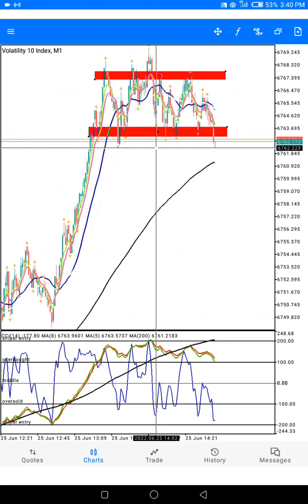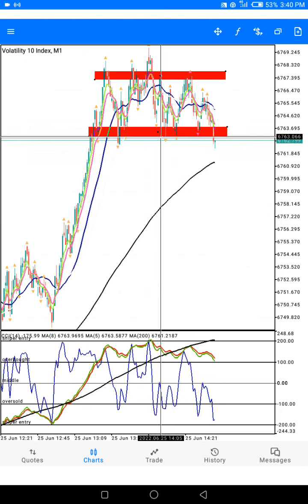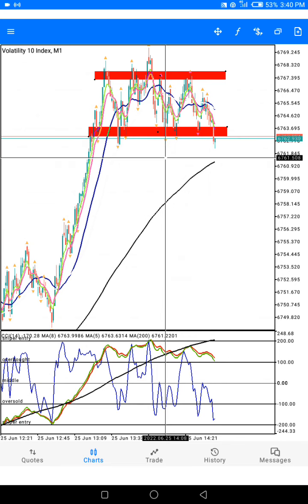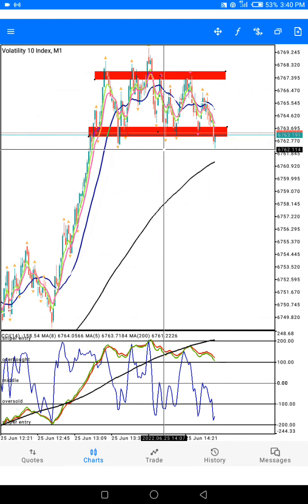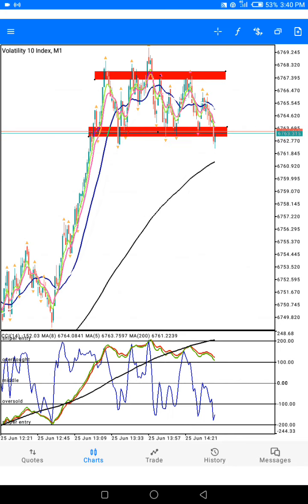Now it is doing a retest. The support zone is now acting as a resistance. Once a support, it is now acting as a resistance to the price. Now let's see if it goes through. If it pulls backward, then we'll see the consolidation continue. But if it pushes downward, then we'll say it's a major breakthrough.